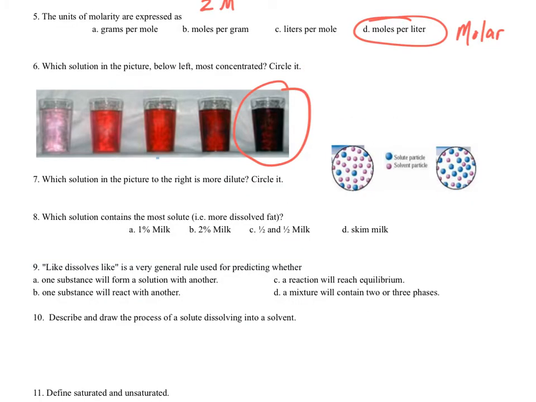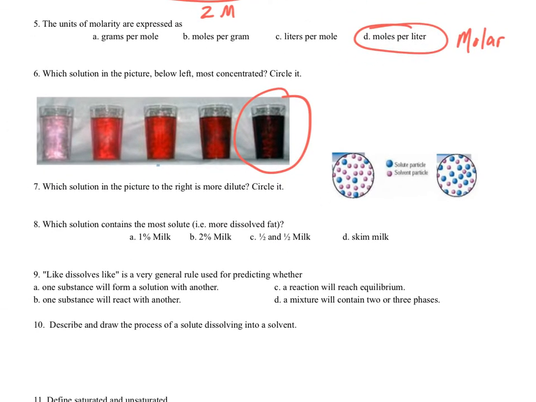Number 7. Which solution in the picture to the right is more dilute? Now, the blue dots are the solute particles, and the pink or purple dots are the solvent. So if we have a lot of solute compared to solvent, that would be concentrated. So the dilute one then would be the one on the left.